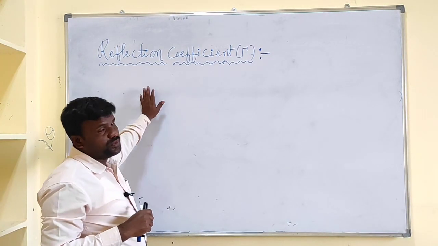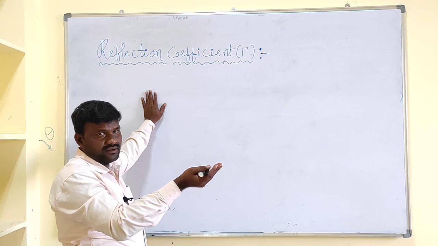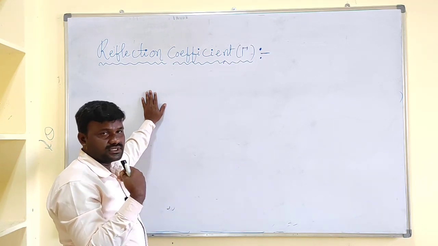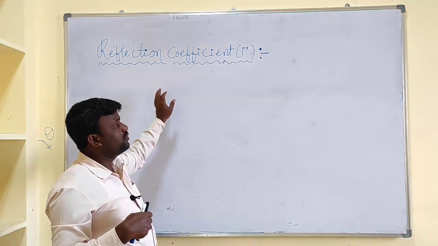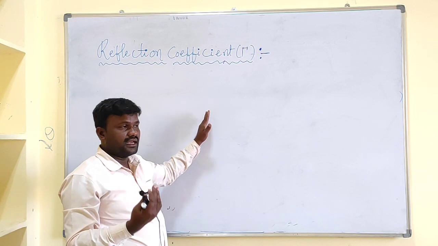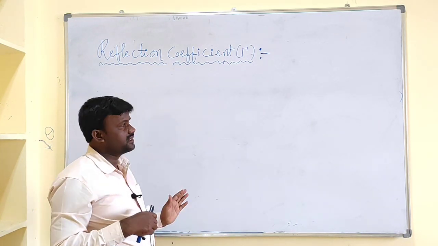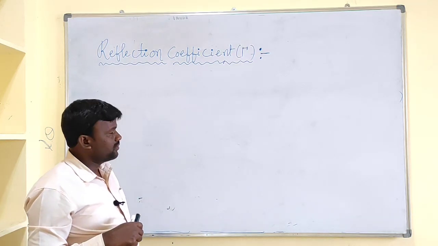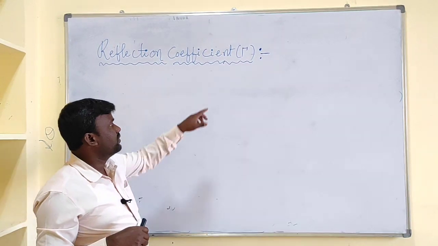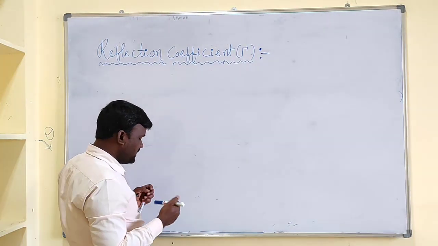It is used to determine how much of the power is transmitted to the load end, or else how much of the power is reflected back to the input side. In order to find the percentage of the reflected power and the percentage of the power delivered to the load, we require this parameter, which is called the reflection coefficient.